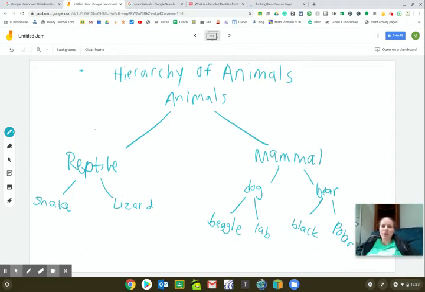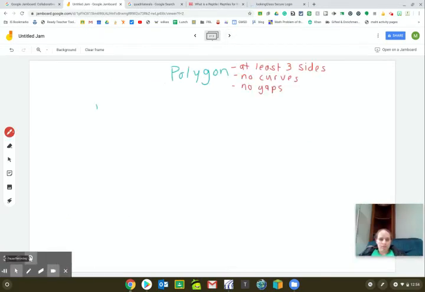Now we're going to be using this idea of a hierarchy with shapes. Once again, we're focusing on classifying, in this case, as a polygon. We learned yesterday that a polygon has at least three sides. It's 2D, no curves, no gaps. And now we're going to be looking at a subcategory. Yesterday, we talked about the subcategory triangle. Today, we're going to be looking at quadrilateral.